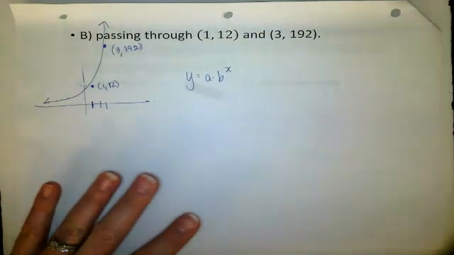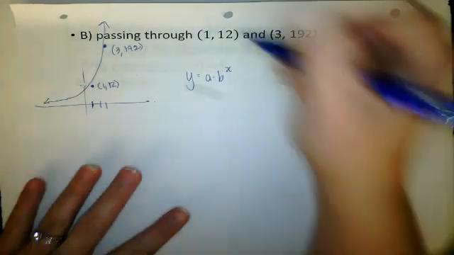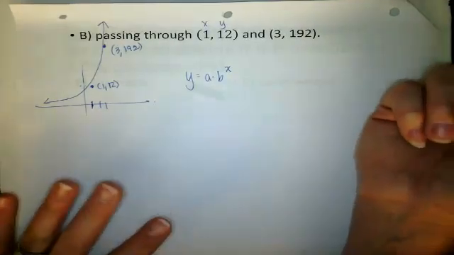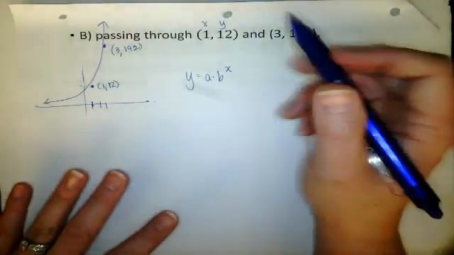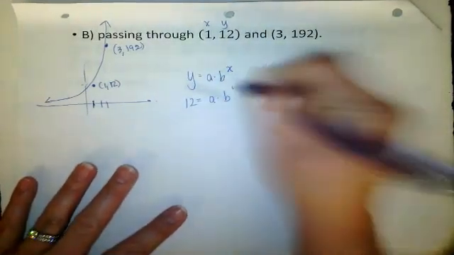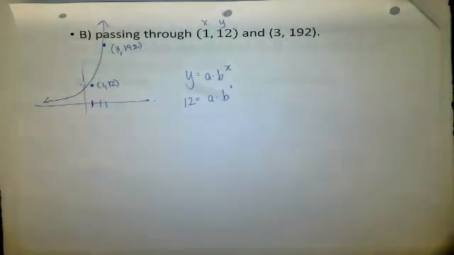So what do you want to do? Plug in a point, absolutely. So we're going to start, I'm just going to plug in the 1 and the 12, mostly because the numbers are small, for x and y. So we have 12 equals a times b to the first. What's different about this problem? It doesn't just clean up real nice, does it? So this one is a true substitution.